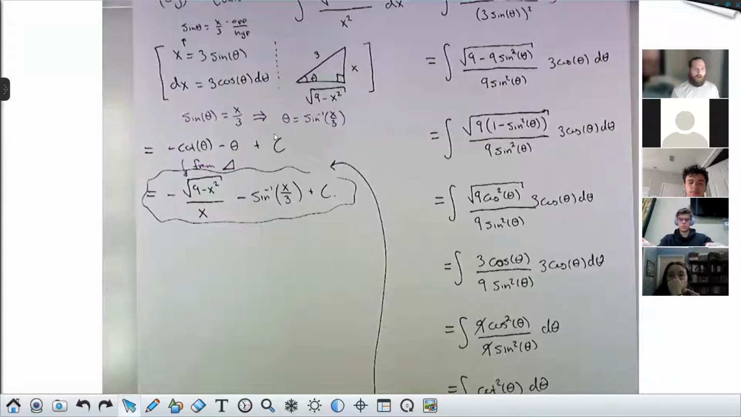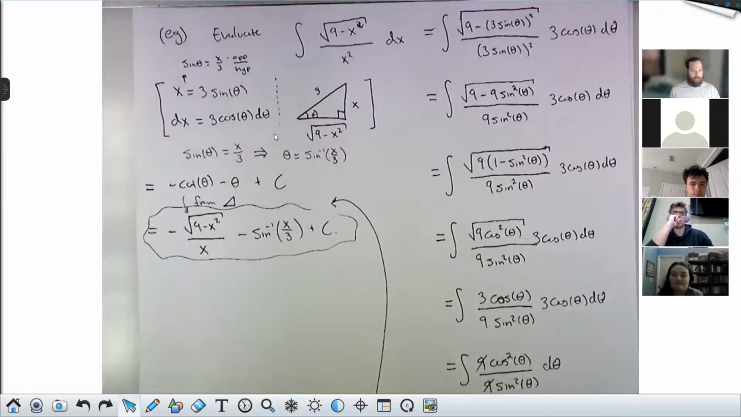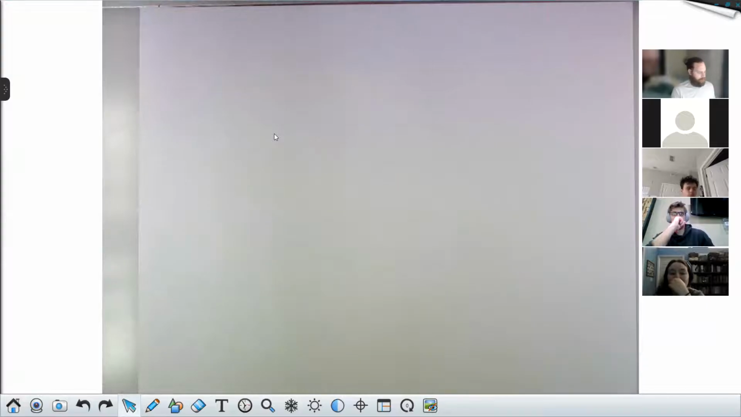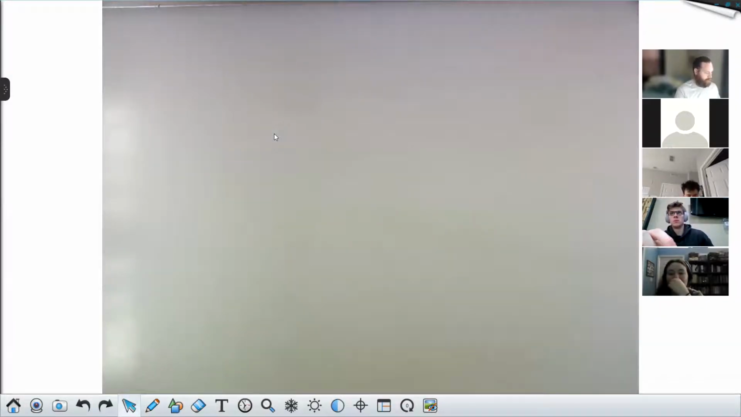Okay. I do want to attack that integral we looked at last time. So I feel like we're ready for that now. That one is also a sine substitution. It's similar. So let's do it. Last time I promised that we would be able to find an antiderivative for the square root of 1 minus x squared.